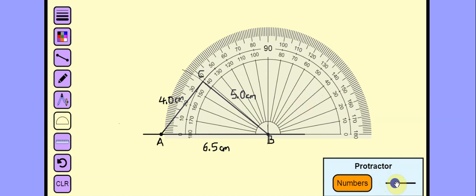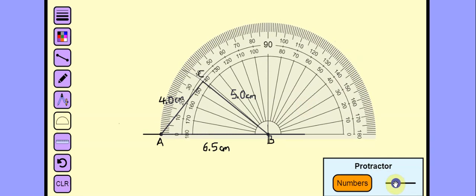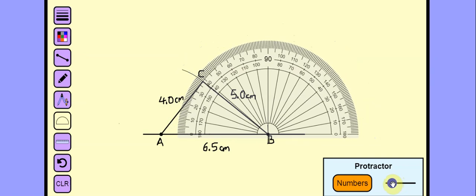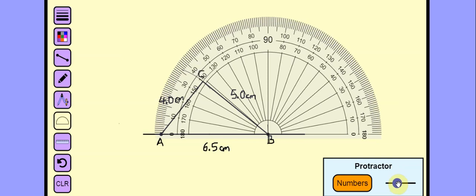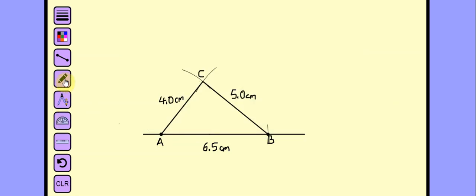So I want to ensure that my protractor is perfectly in line for this. So what I am getting for my measurement of this angle is about 38 degrees. So I am getting 38 degrees for my angle ABC. So let us write that there.